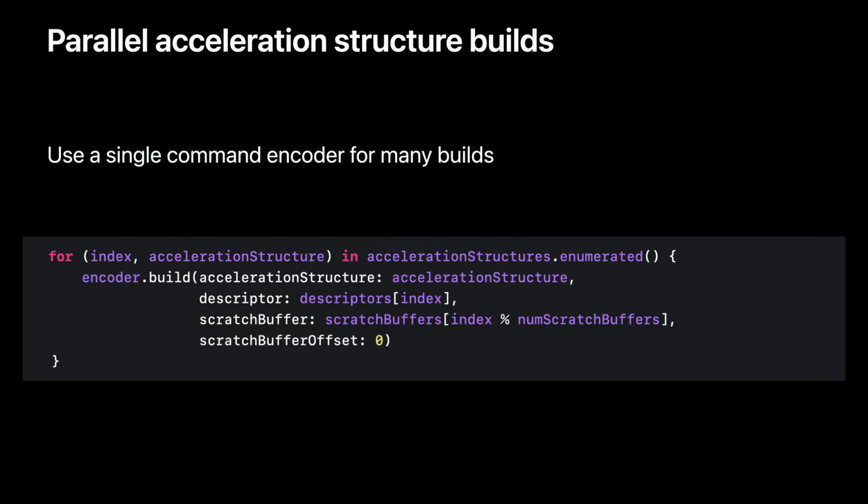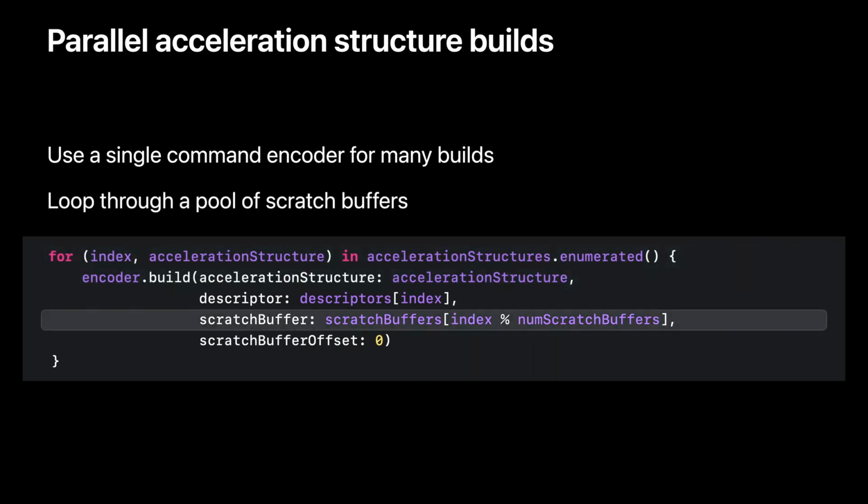Here is an example that builds an array of acceleration structures. To build them in parallel, you will need to ensure that you use the same acceleration structure command encoder for many builds. Additionally, builds which use the same scratch buffer can't run in parallel. Therefore, you will want to ensure that you are looping through a small pool of scratch buffers rather than using the same scratch buffer for each build.